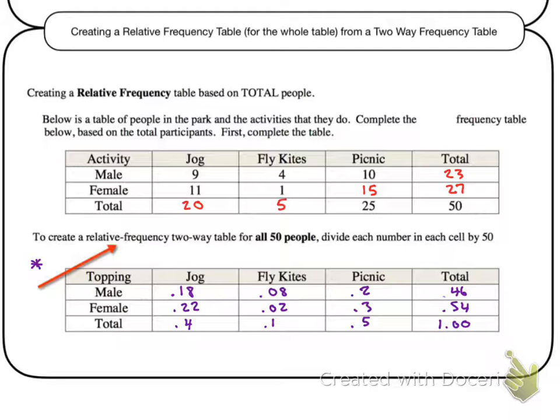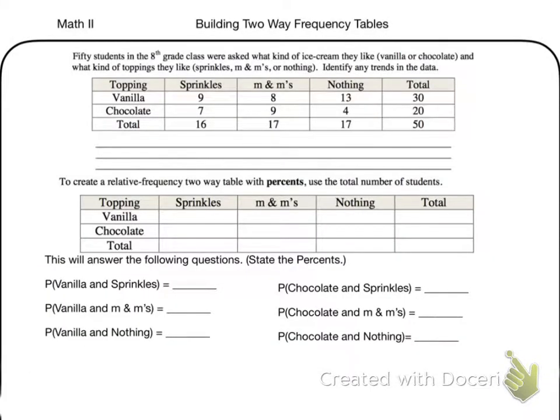Okay, next one. So it says 50 students in the 8th grade class were asked what kind of ice cream they like, vanilla or chocolate. So we got vanilla or chocolate right there. And what kind of toppings they like, sprinkles, M&Ms, or nothing. Identify any trends in the data. So we want to start looking at our data.